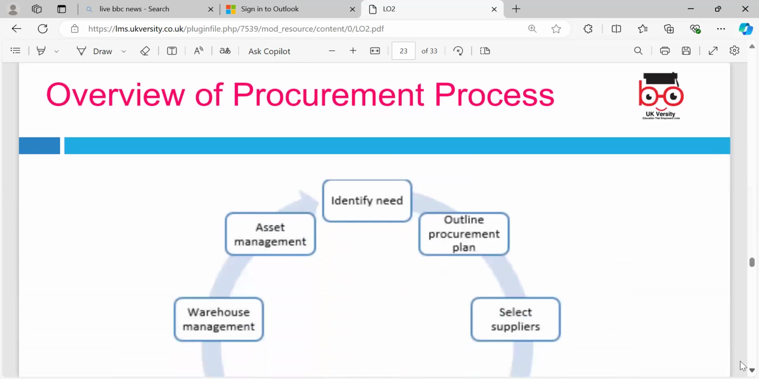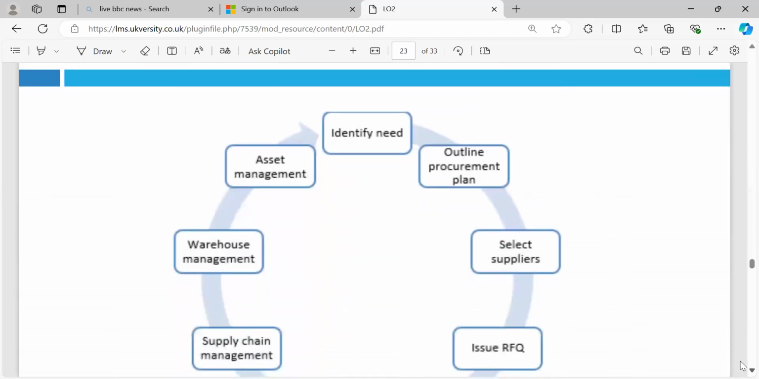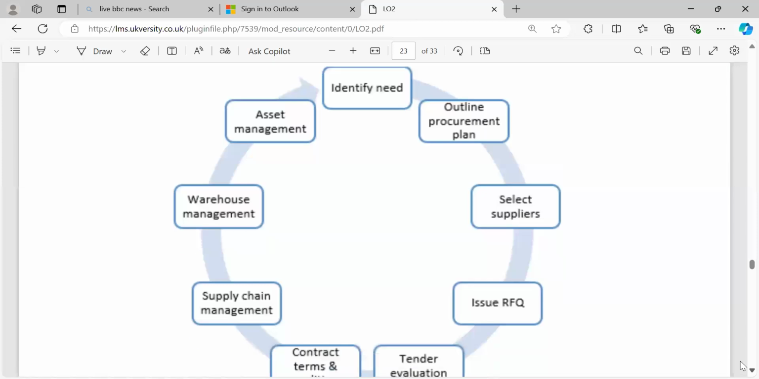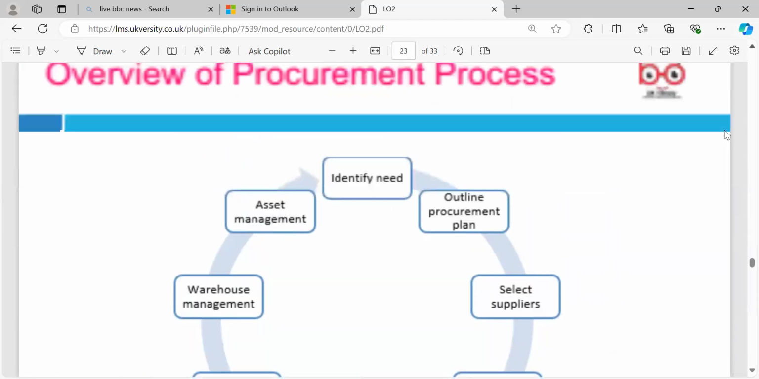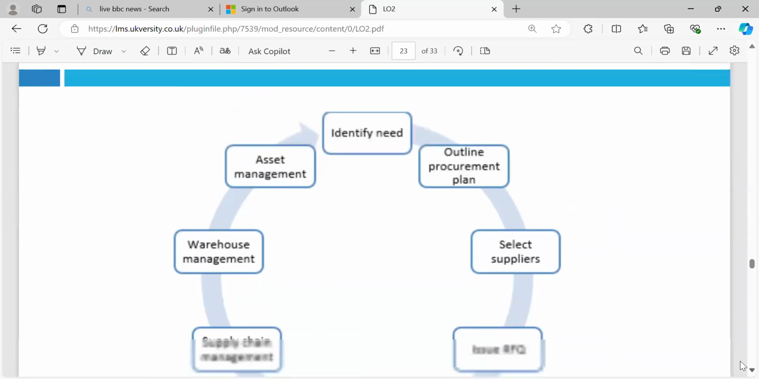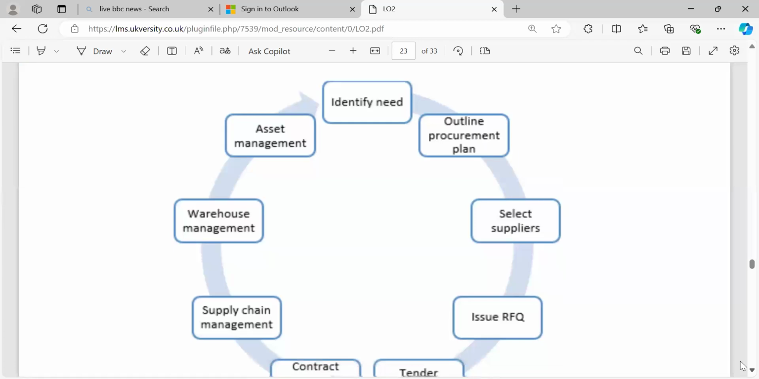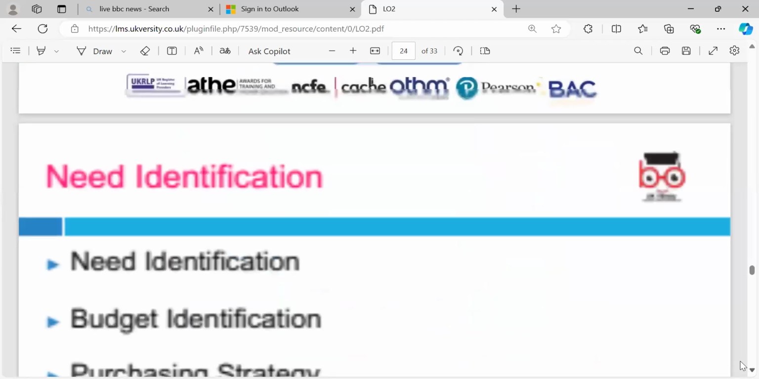Okay, overview of the procurement. Identify the need, outline the procurement plan, select the supplier from the registered supplier list, issue the RFQ requisition, then tender evaluation and contract terms, and supply management. You need to buy only what you need: warehouse management, asset management. It is like medicine: how much we require and how often we require it, not buying too much because it may expire.